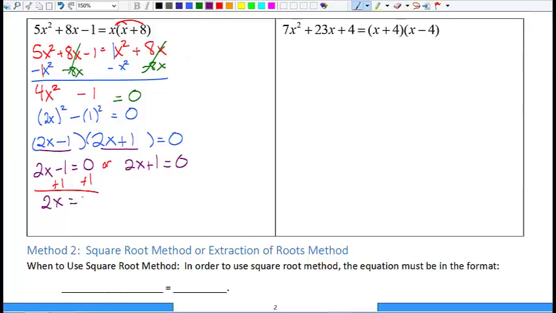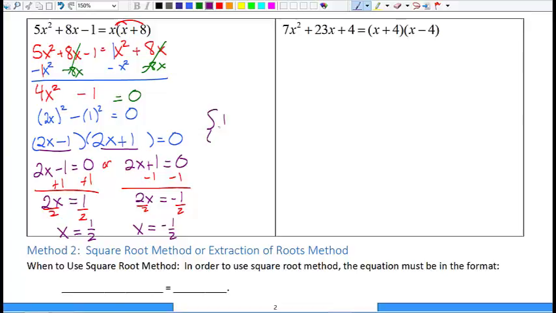So that gets me 2x equals 1. Divide both sides by 2. And I get x is equal to 1/2. On the other side, I subtract 1. 2x equals negative 1. Divide both sides by 2 again. And I'm getting x is equal to negative 1/2.